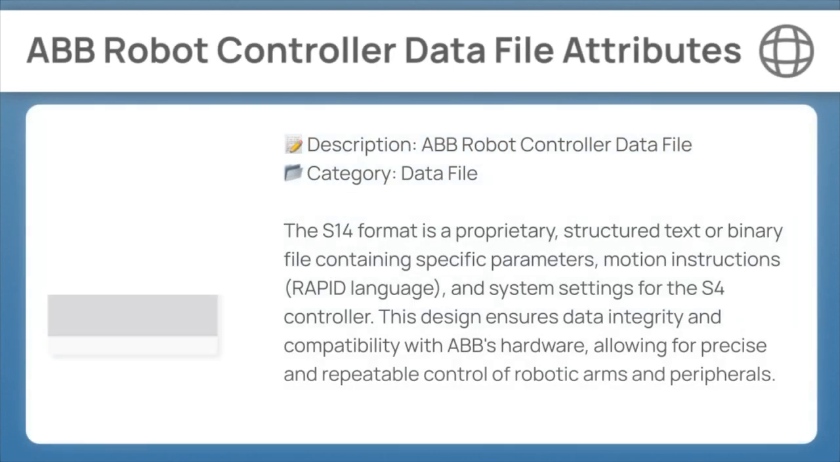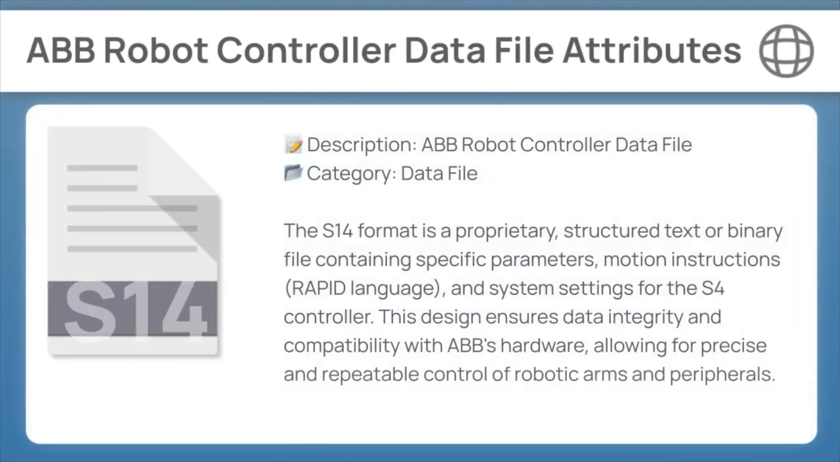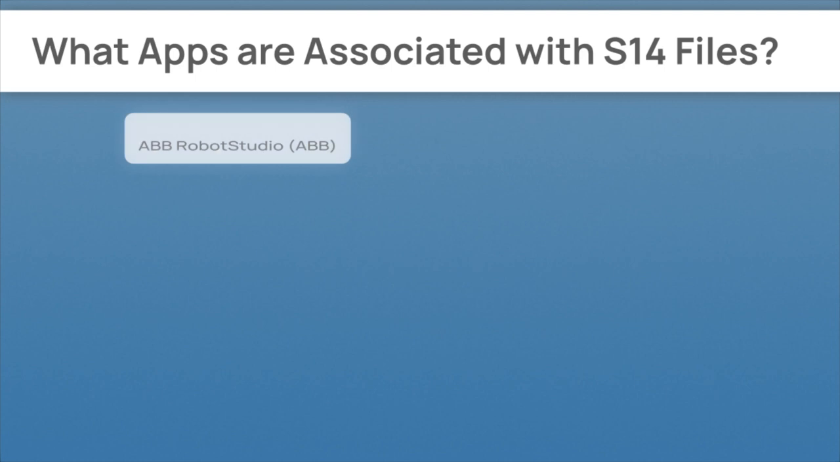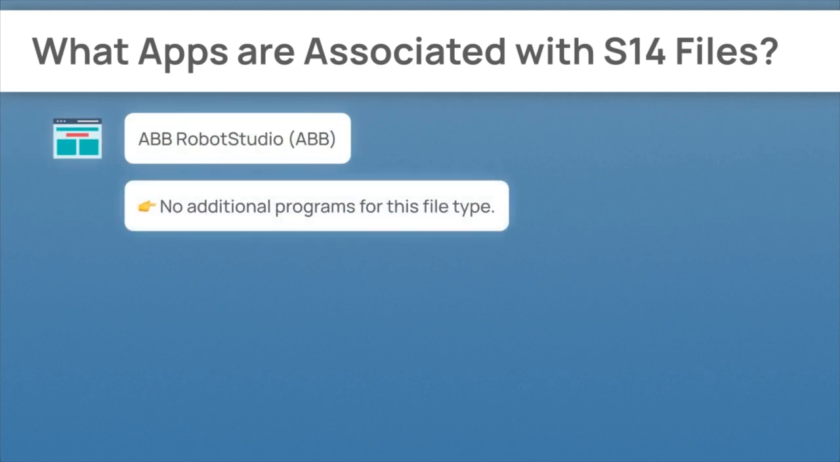The S14 format is a proprietary structured text or binary file containing specific parameters, motion instructions, RAPID language, and system settings for the S4 controller. This design ensures data integrity and compatibility with ABB's hardware, allowing for precise and repeatable control of robotic arms and peripherals. System file recognition for S14 is optimized for ABB RobotStudio by ABB.